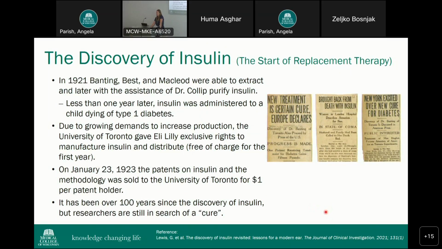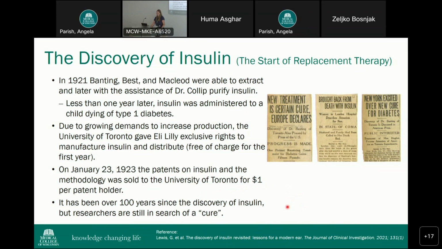Within the year, there was a growing demand for insulin, and the University of Toronto, which was where the lab was, gave Eli Lilly the rights to manufacture and distribute insulin free of charge for the first year. And then after that, Eli Lilly really took off with making insulin for the nation and the world, really. And then within the next year, the patent was sold for $1 per person to the University of Toronto, who then gave the rights to Eli Lilly.